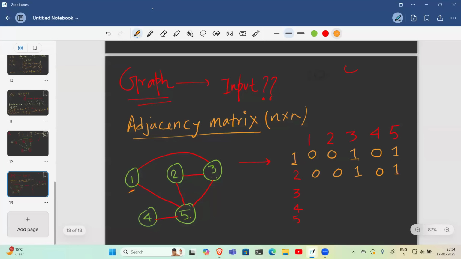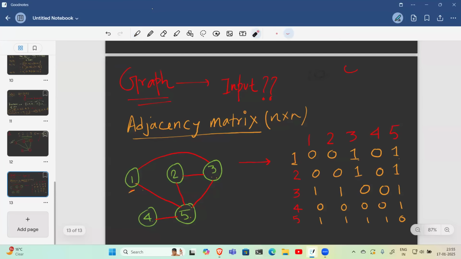You look at 3. What are the neighbors of 3? 1 is a neighbor, 2 is a neighbor, 5 is a neighbor. So you mark 1, 2 and 5 as 1 and keep all others as zeros. Now look at 4. 4 has only neighbor 5. So in the fourth row, mark 5 as 1 and keep all other things as 0. Now look at the fifth row. It has 1, 2, 3 and 4 as neighbors, right? So you mark 1, 2, 3 and 4 as 1 and then you mark 5 as 0. So this is what is called an adjacency matrix.